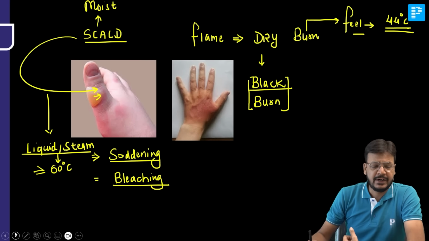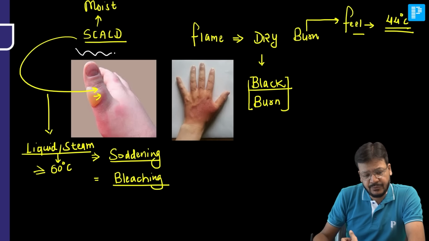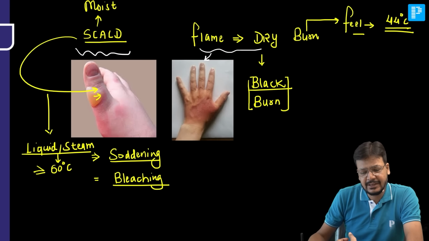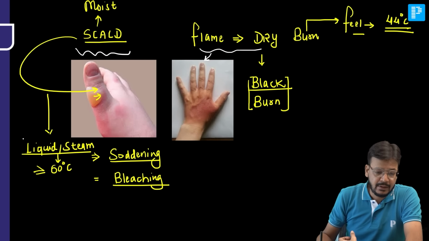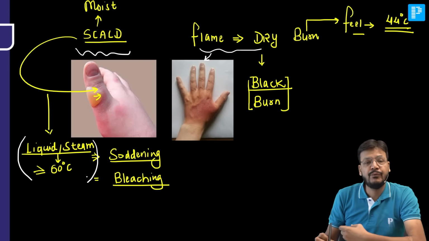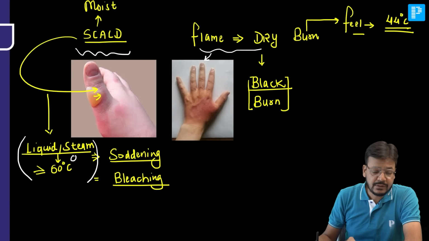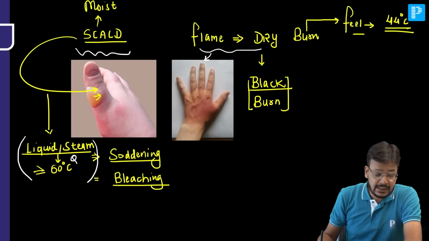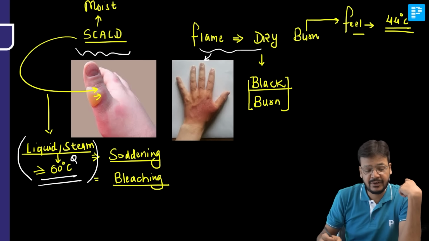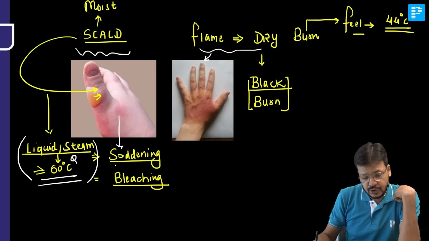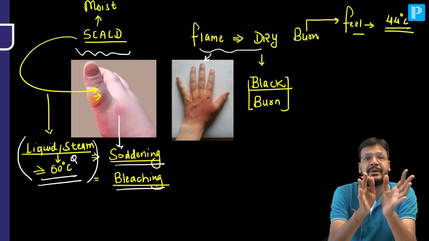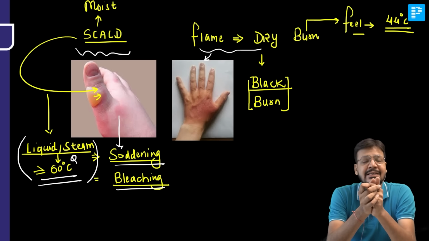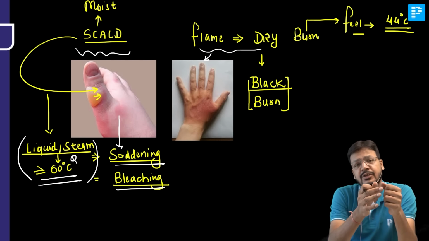Another very important image, my dear friend: one is a moist burn, which is known as scald, and second is a dry burn, that is known as flame. Scald is a burn where liquid or steam is above 60 degrees centigrade. And here the skin has sodening and bleaching. So be careful, my dear friend. Scald is a moist burn. Liquid or steam above 60 degrees is scald, and here skin will be sodening or bleaching.